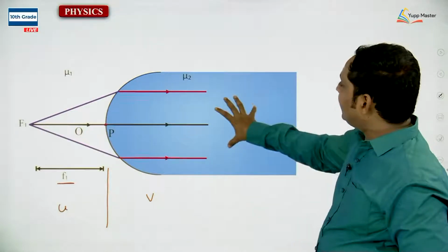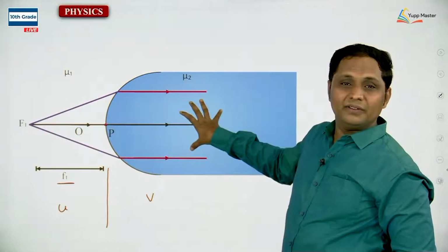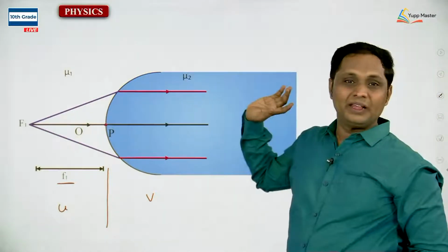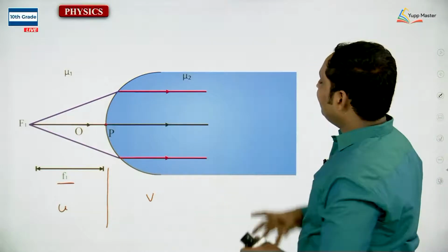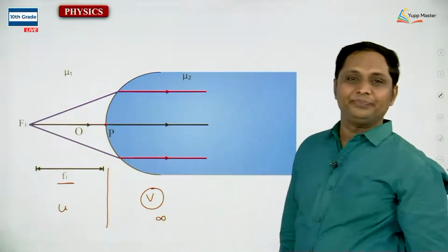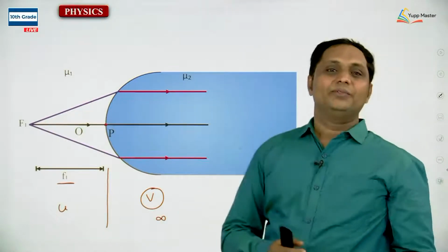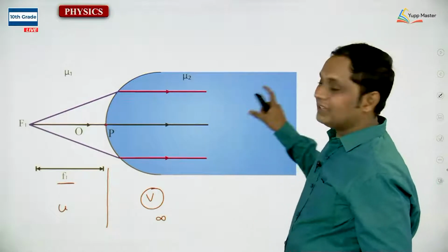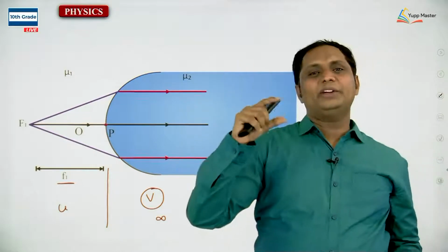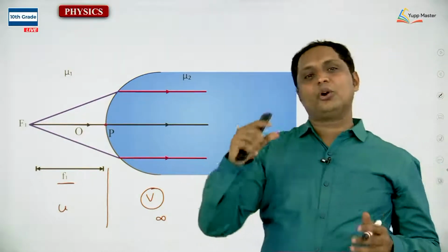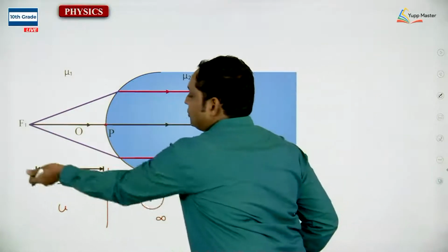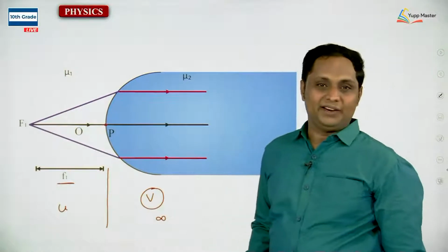We don't know where these parallel lines meet, so we take that they meet at infinity. That distance is going to be infinity. It is very important to identify this. Why do we take infinity? We may assume that at infinity they meet, though actually it does not happen. So here this is the u according to sign convention.